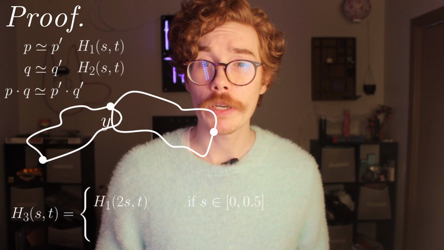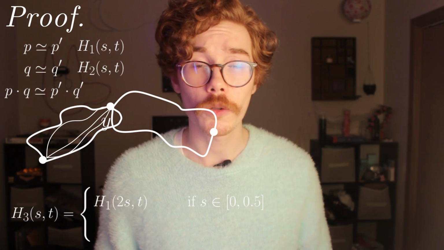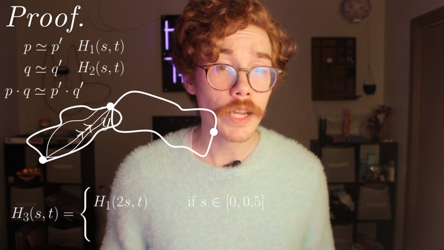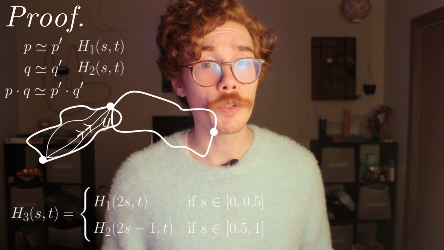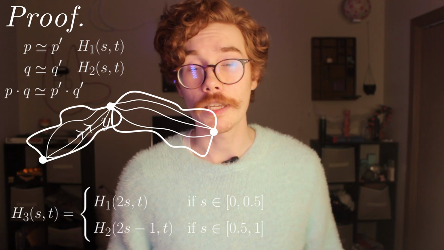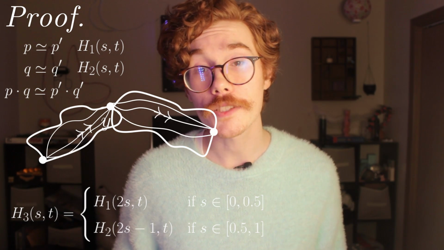All we do is, well, rather than running the time twice as fast, like we did in the last theorem, we run the walking speed twice as fast to build the homotopy between P times Q and P prime times Q prime. For the first half of time, use the homotopy between P and P prime, but walk along the paths twice as fast. And for the second half of time, use the homotopy between Q and Q prime, and again, walk along the paths twice as fast. Ta-da!